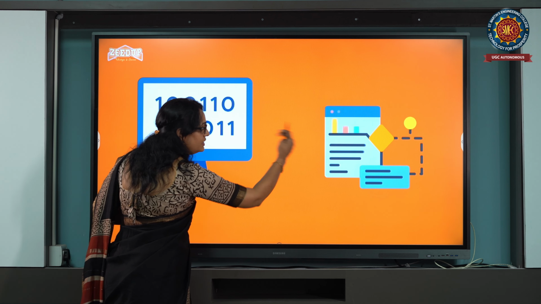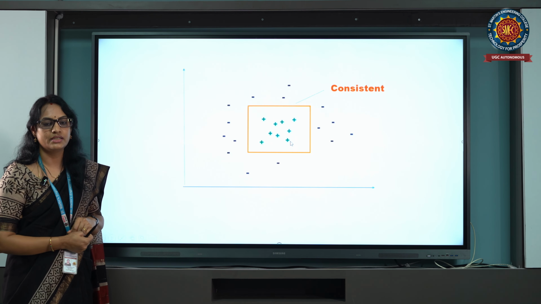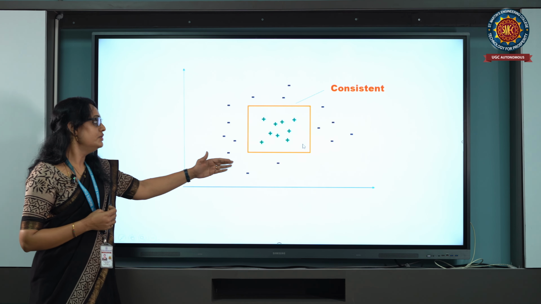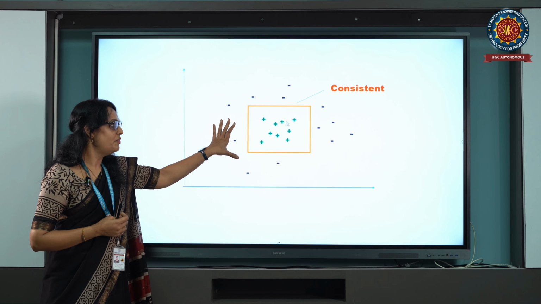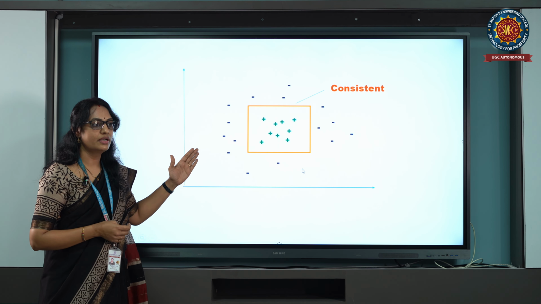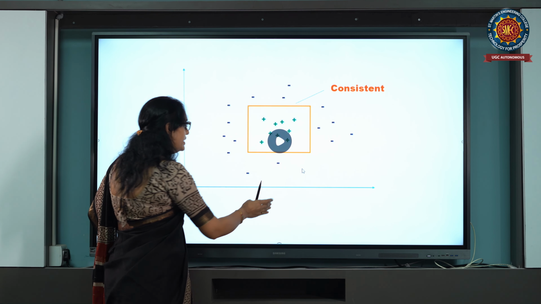By using machine learning algorithms, what are the algorithms here? They are using the past data. So next, we are talking about past data. Here it is consistent and we are talking about non-consistent here. So let's go to the topic.